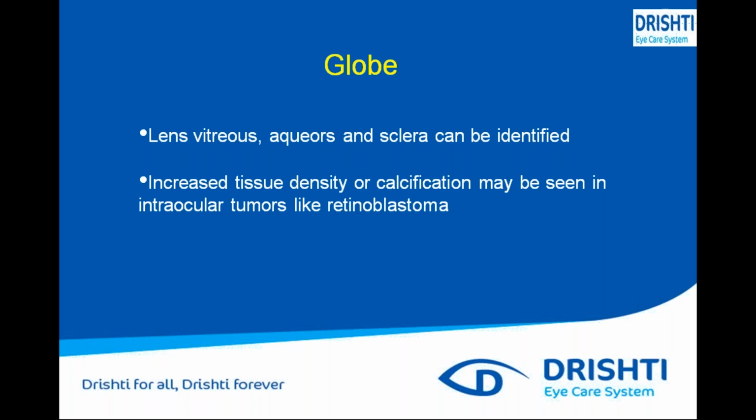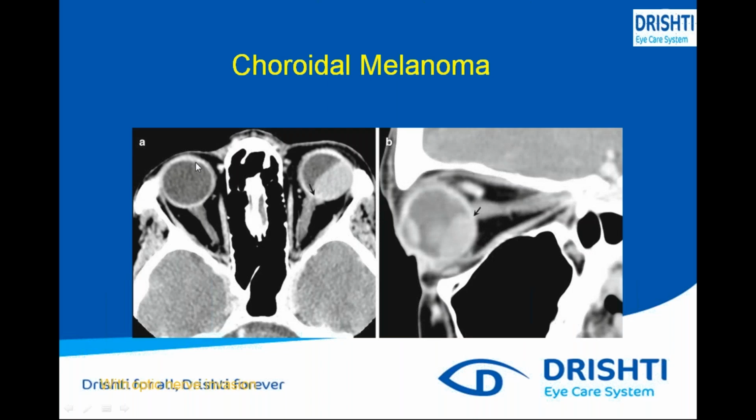But for the large mass, you need to remove the mass, so exact location and exact measurement if you want, in those cases in the globe area the CT scan will be fruitful. So in the globe, if you see, this is the choroidal melanoma. This is the normal eye, and this is the sclera. But if you see in the other eye, you see the mass.